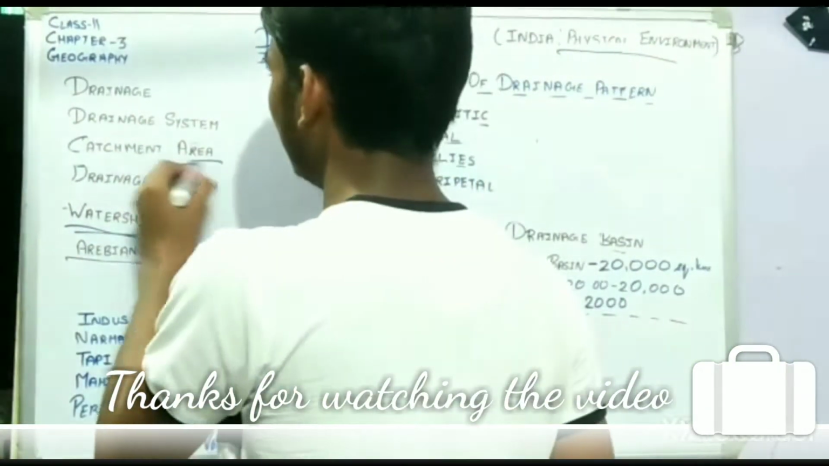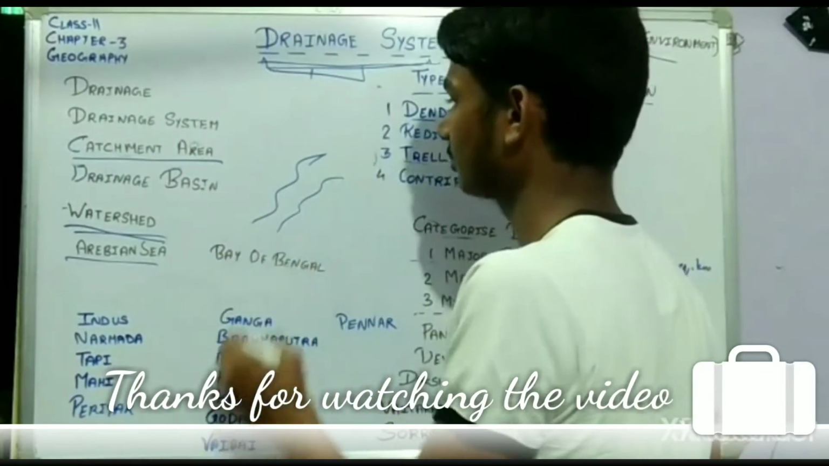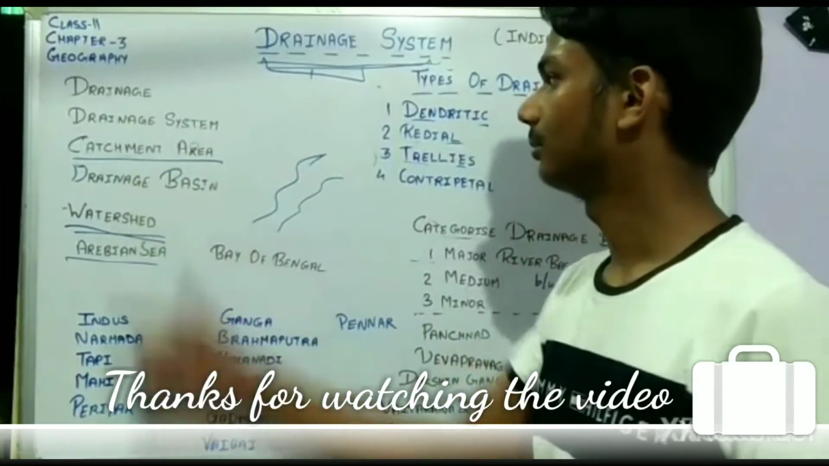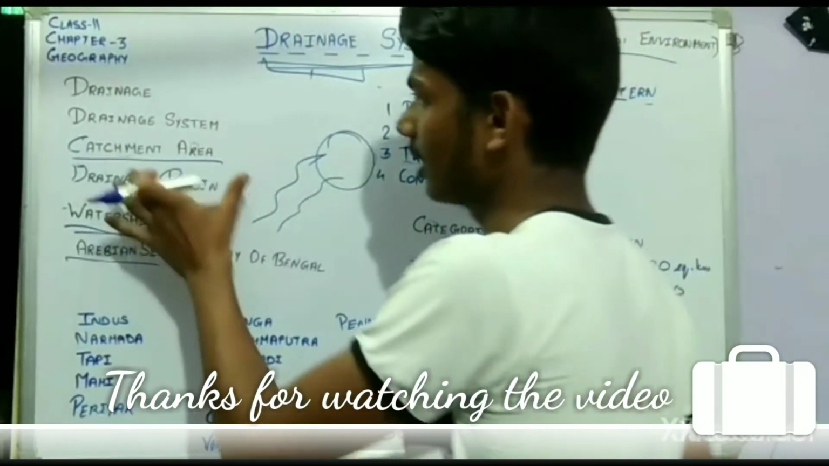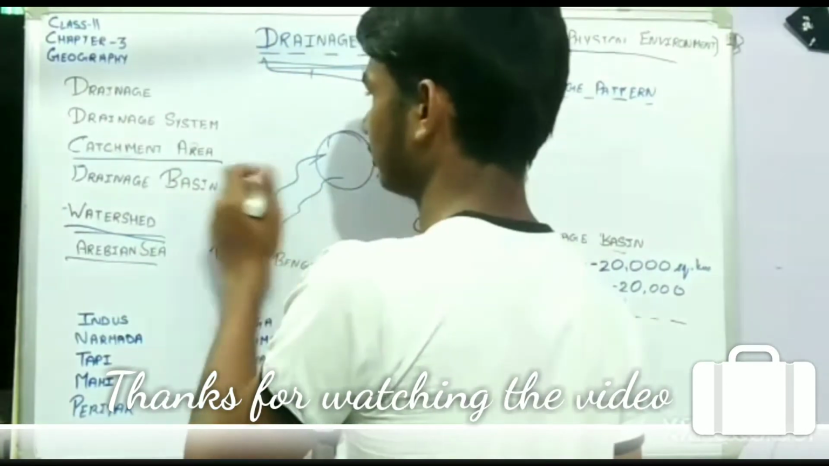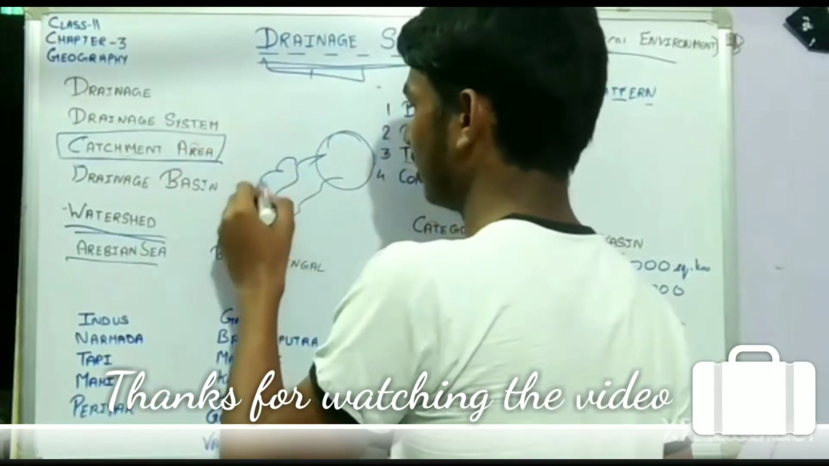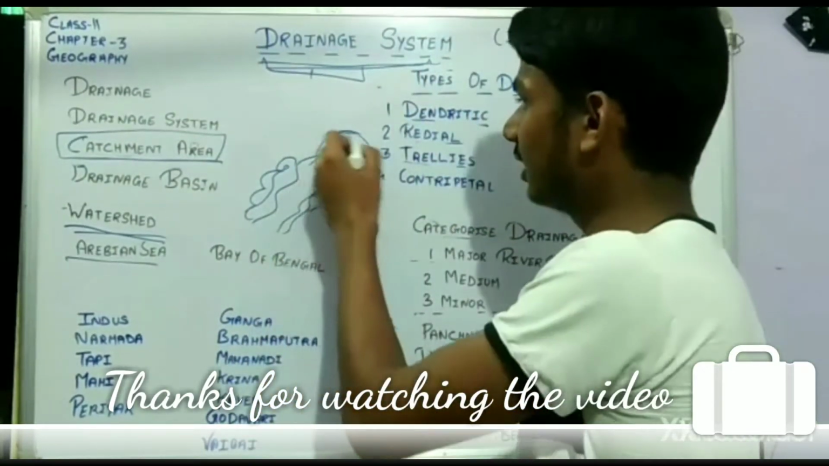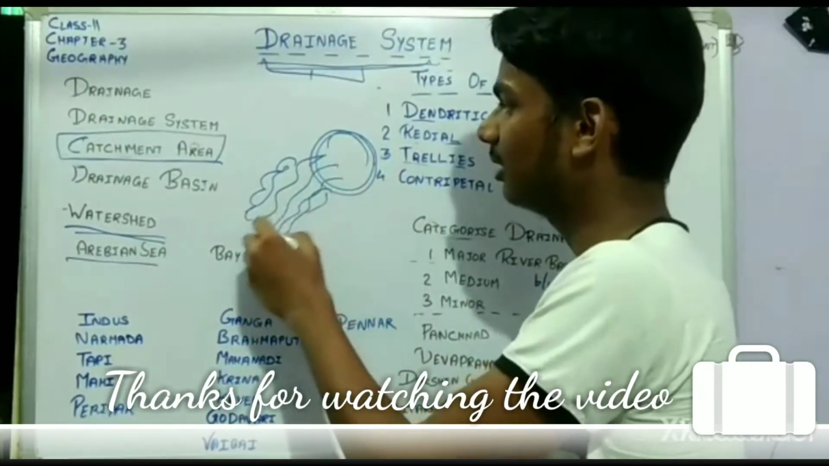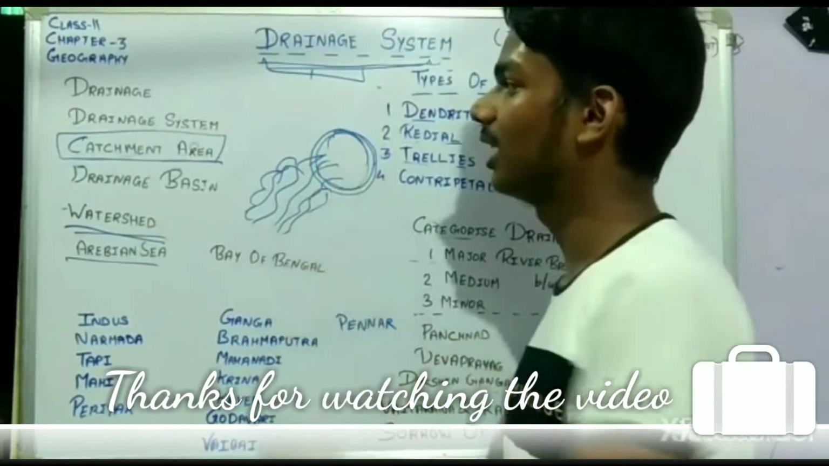Now what is catchment area? Imagine that this is the river, and this is a specific area. A river drains the water collected from a specific area, which is called catchment area.